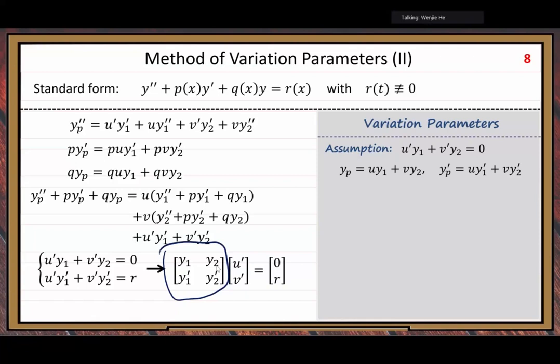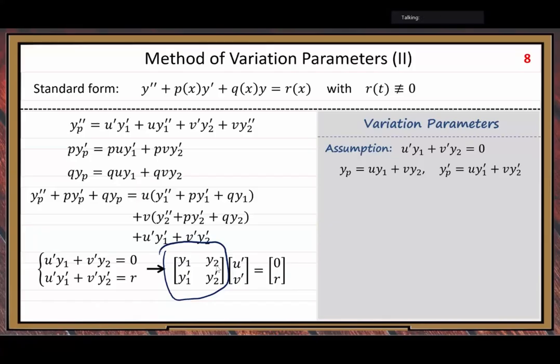Is this matrix invertible? Yeah, because we want to take the inverse of this matrix, right? When we take the inverse of this matrix, we can find u prime, v prime. But when you take the inverse, how do you know this matrix is invertible? Can you see whether the matrix is invertible or not?